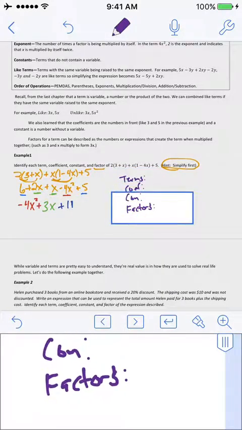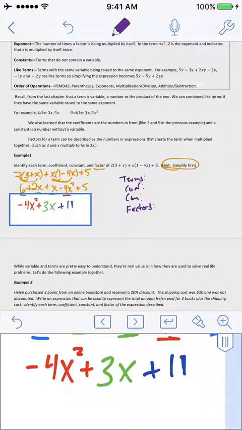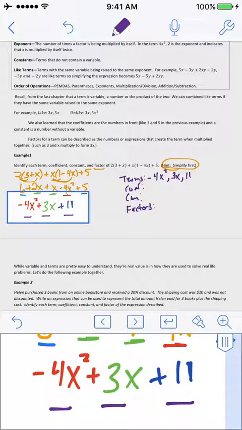Alright, so terms, coefficients, constants, and factors. As it was before, I might think there are like 5 or 6 terms, right? But now it's pretty easy to see that there's only 3 terms. Remember, a term is separated by a plus or minus. So it's all the things that are being multiplied. So we've got negative 4x squared, 3x, and 11. Those are our 3 terms, right?